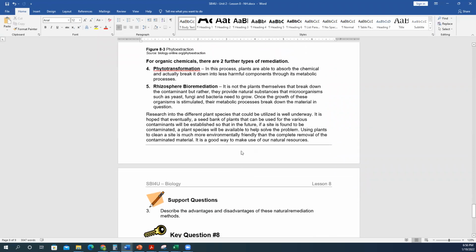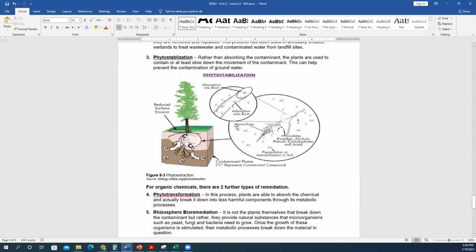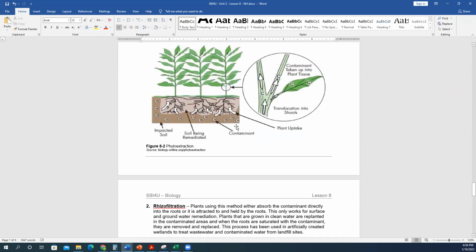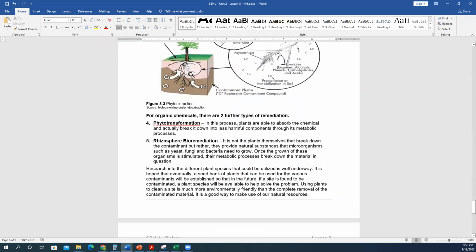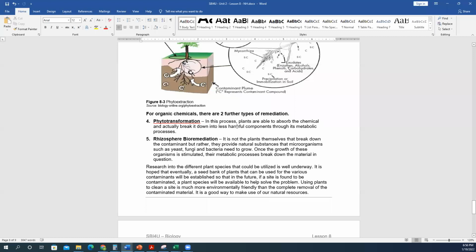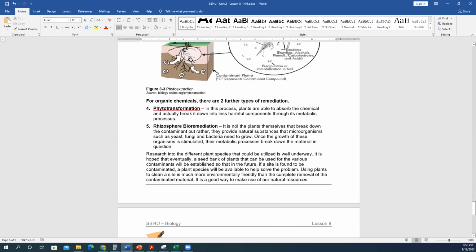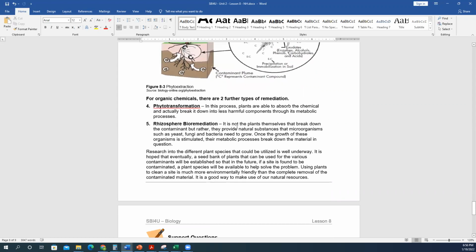So that was if the contaminant is metal. These worked mostly for metal types of contaminants. Organic chemicals have slightly different chemical character, so for these, there is phytotransformation or rhizosphere bioremediation.